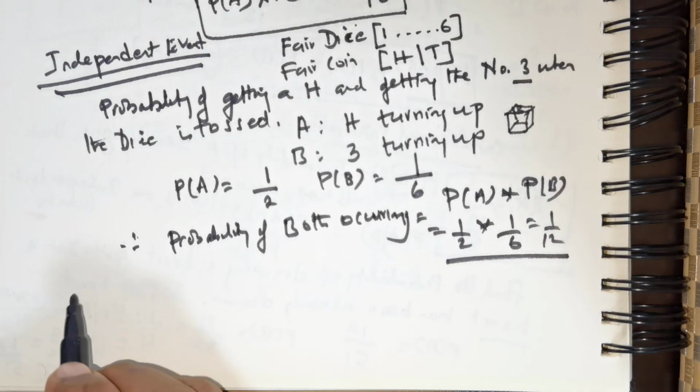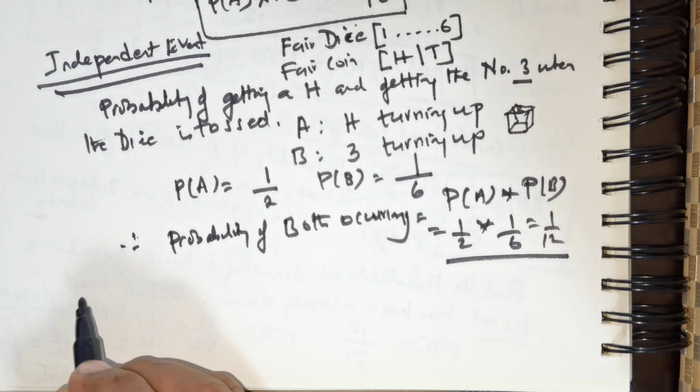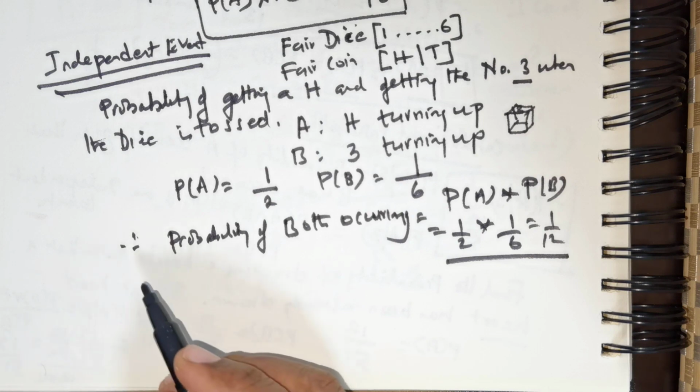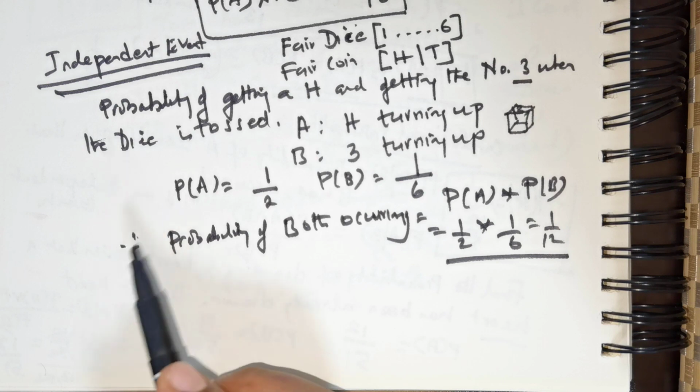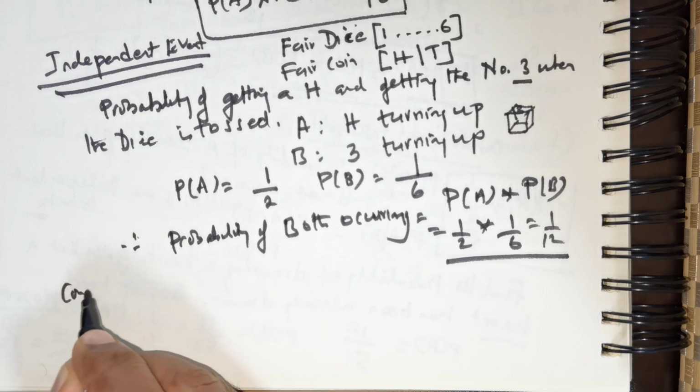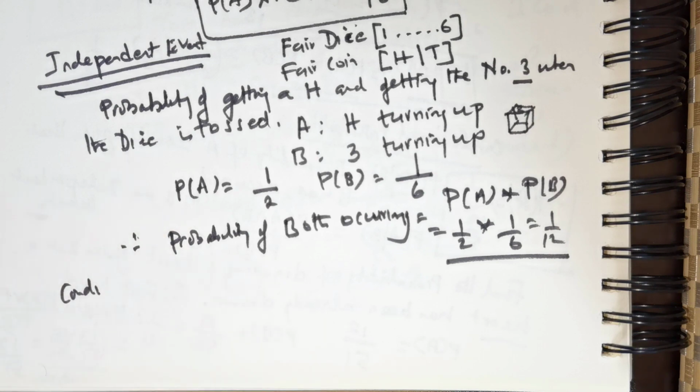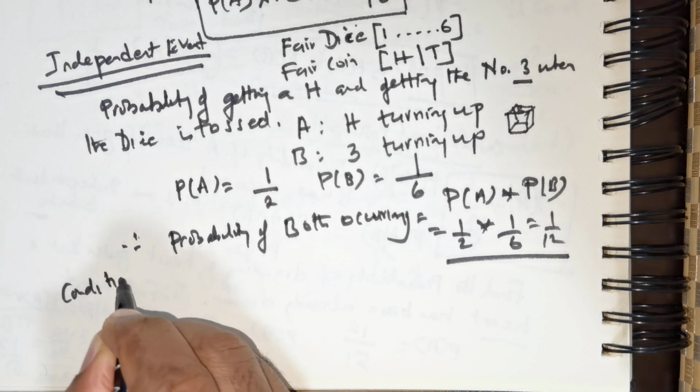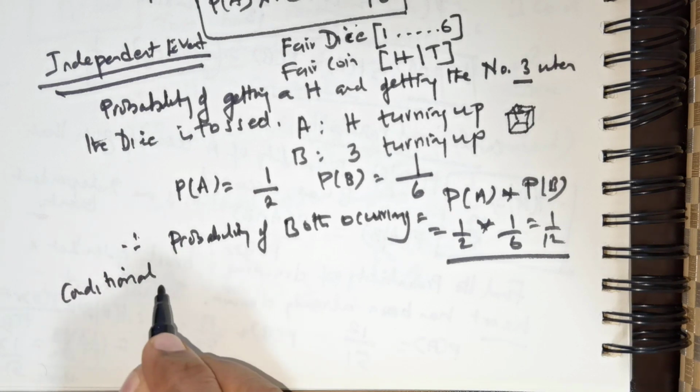Okay, now I have to explain conditional probability. We have finished the probability associated with the dependent event and the probability associated with the independent event. Now we need to find out the probability associated with the conditional event. So we call it conditional probability.